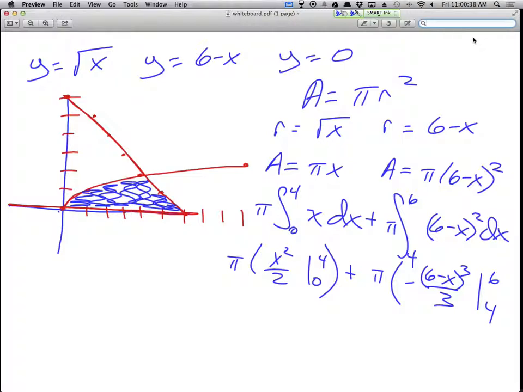So now we plug in. First one, I plug in 4, that's 16 over 2, which is 8. What happens when I plug in 0? It's 0. I move on to the next one. I plug in 6. What happens when I plug in 6? I get 0. And actually, I'm going to go ahead and move this negative to the front of pi. Put it out there, so I get 0. And then minus, when I plug in 4, 6 minus 4 is 2, and 2 cubed is 8.